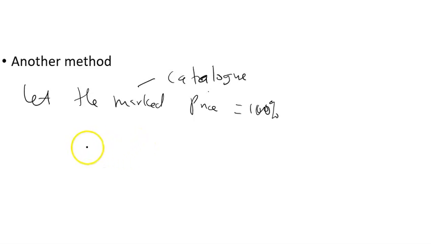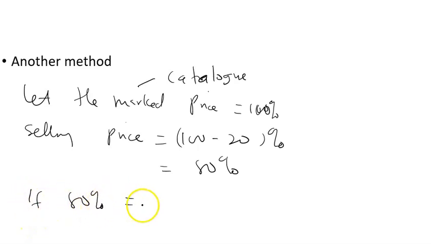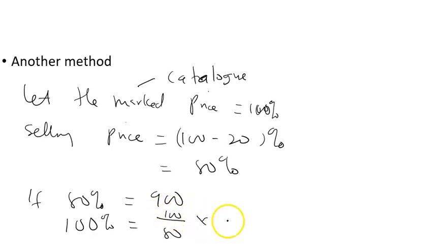And we say that for the selling price, there will be a reduction of 20%. So we have 100 minus 20, that is equal to 80%. Then we set up the if clause. If 80% is equal to the selling price of the item, 900, then the whole market price, catalog price, 100%, is equal to what? So if 80 equals 900, then 1 equals, if less, more divide, so 100 over 80 times 900.